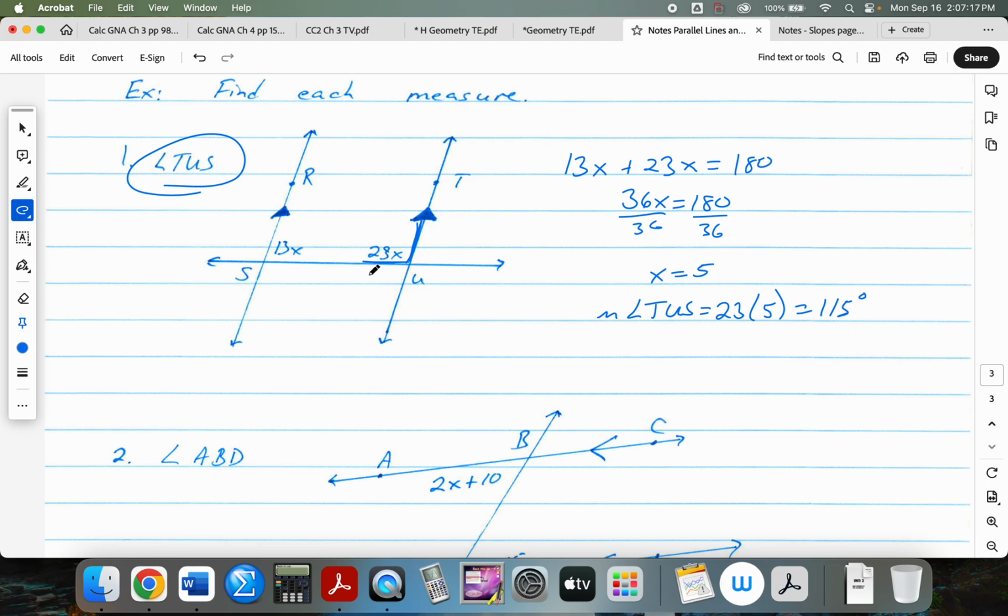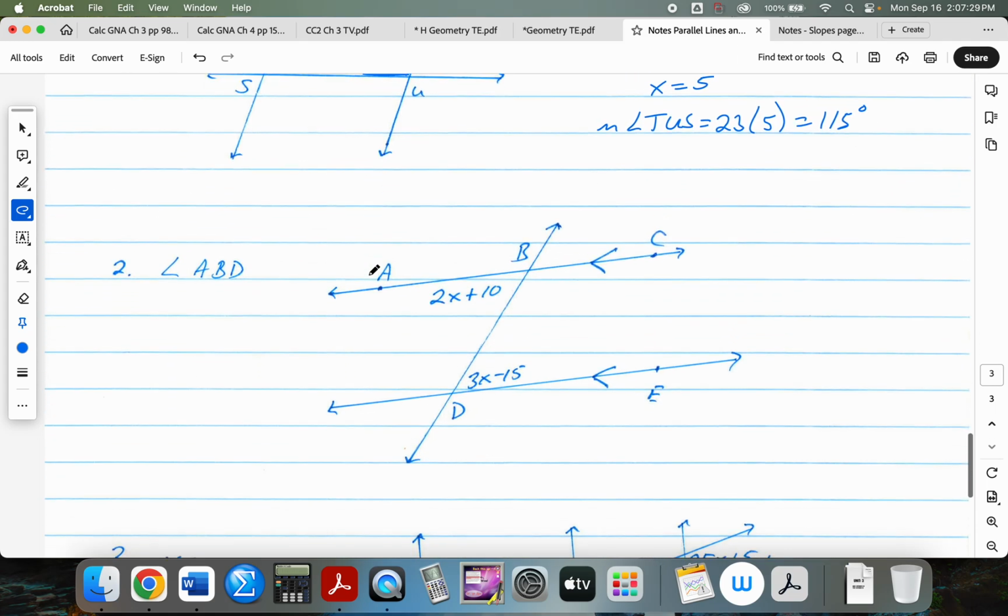If they're both acute, well, they're congruent to each other. If they're both obtuse, they're going to be congruent to each other. If one is acute and one is obtuse, well, they're going to add up to 180. So let's take a look at this one.